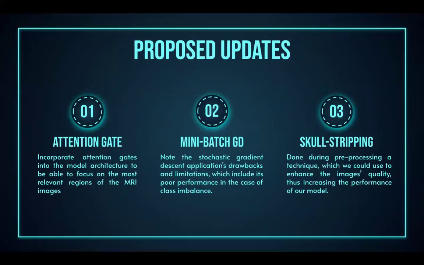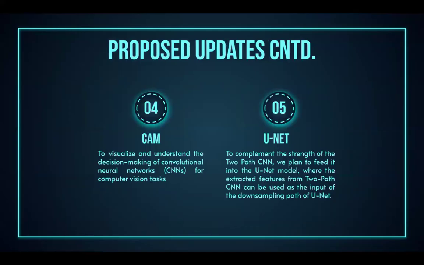For this project, we proposed 5 updates exactly. The first one is the attention gates, which focuses on the most relevant region in the MRI image to predict whether it has a tumor or not. Second is using mini-batch gradient descent instead of stochastic gradient descent due to its limitations and poor performance in case of class imbalance. Third, we wanted to use skull stripping as a pre-processing technique in order to enhance our image's quality and our model's performance.